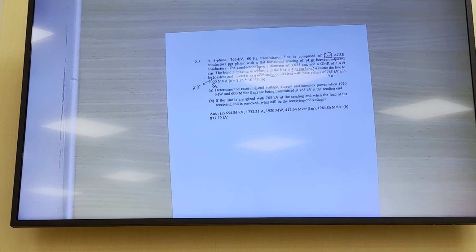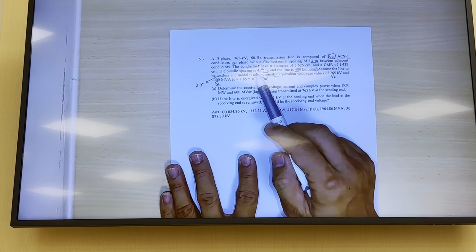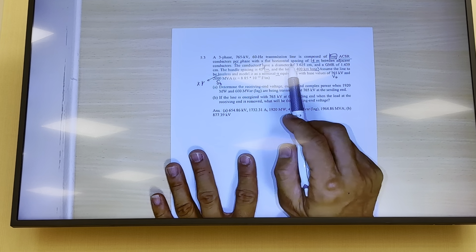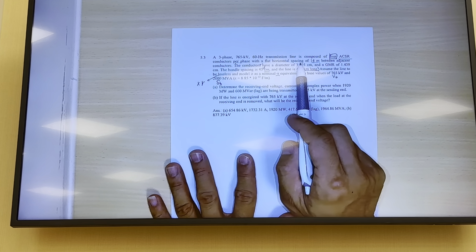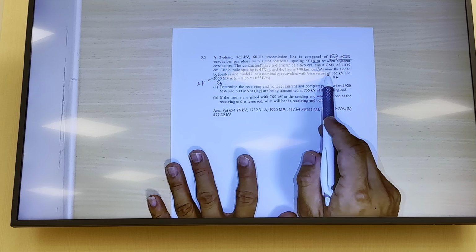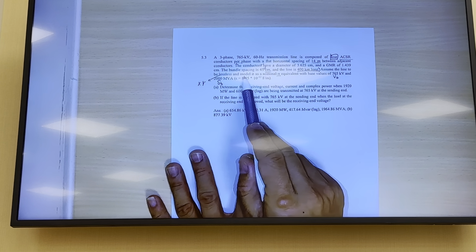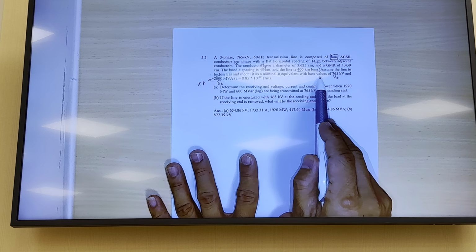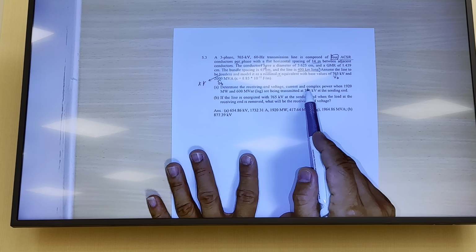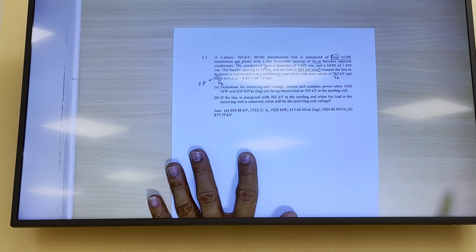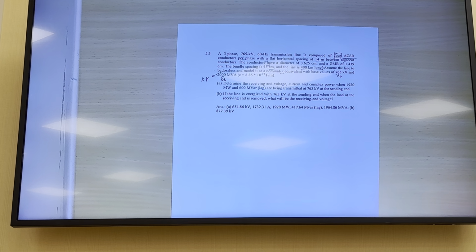Basically, you can see here we are provided with these values and configurations. Of course, the first step is to calculate the line parameters. After that, we are given this load and the pi model voltage, and we are going to determine the receiving end voltage, current, and the complex power. That means we are going to use the transmission matrix ABCD, or the pi model.